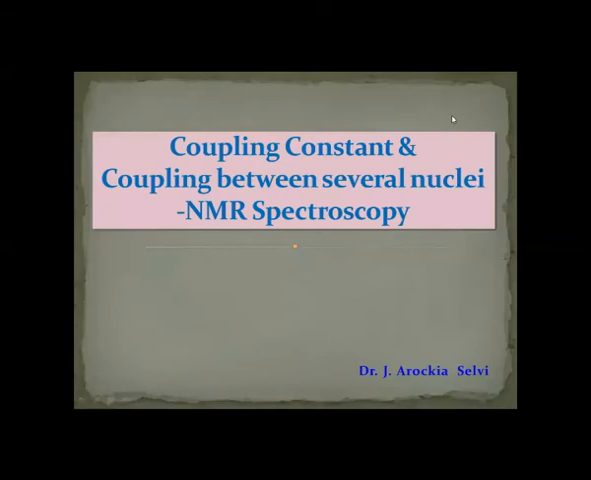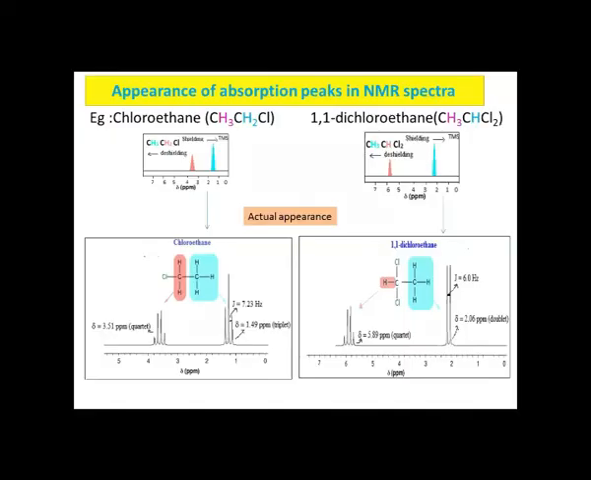Hello, we'll be discussing coupling constant and coupling between several nuclei in NMR spectroscopy in this PPT. These slides will be explaining the spin splitting pattern observed in the proton NMR spectrum of a simple organic compound. Coupling constants are used to determine which groups of protons are coupling with one another in a proton NMR spectrum. This slide shows the actual appearance of the absorption peaks in NMR spectra.